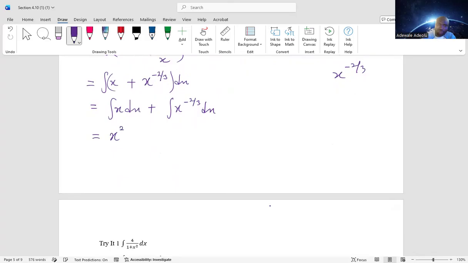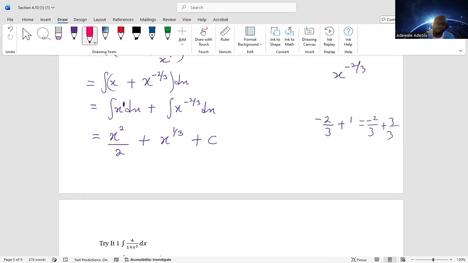That is x raised to power 2. There is 1 here, so if we add 1 to that, we have x squared over 2, plus here as well, x raised to the power, if I add 1 to negative 2 over 3, that will be negative 2 over 3 plus 3 over 3. So that is 1 over 3. Now I need to add plus c. You must add plus c. So guys, that is what we have in that case.